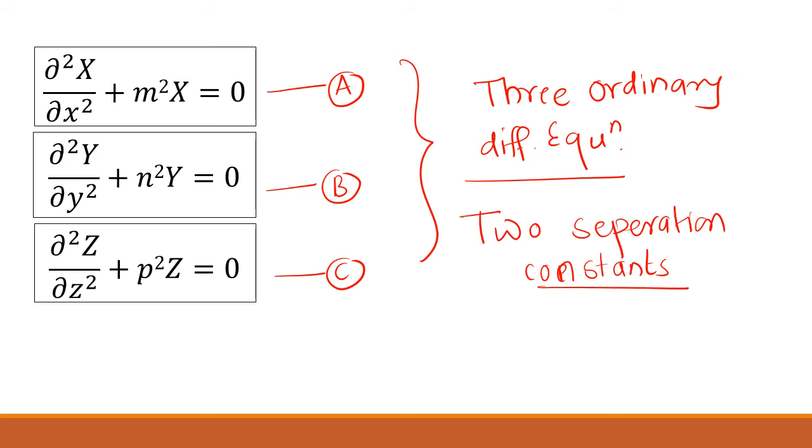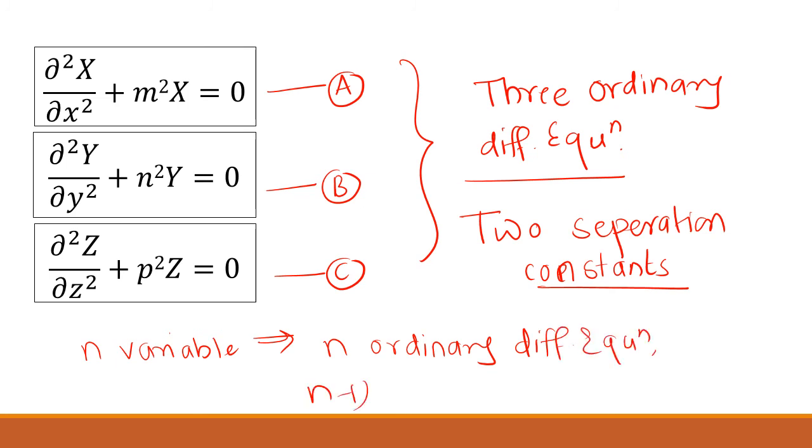Suppose our equation depends on n variables, then we get n ordinary differential equations and n minus 1 separation constants. In this way you can solve a complicated partial differential equation by using the separation of variables method. You can easily convert the partial differential equation into ordinary differential equations, and by solving those ordinary differential equations you will get the solution of that partial differential equation.